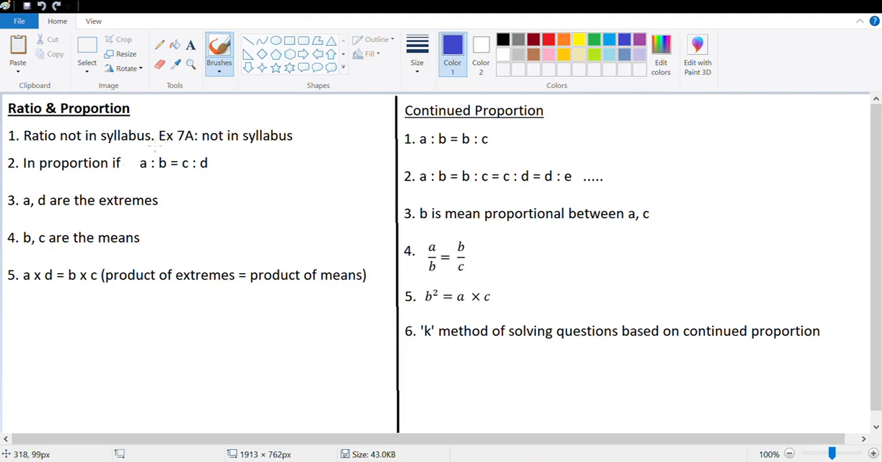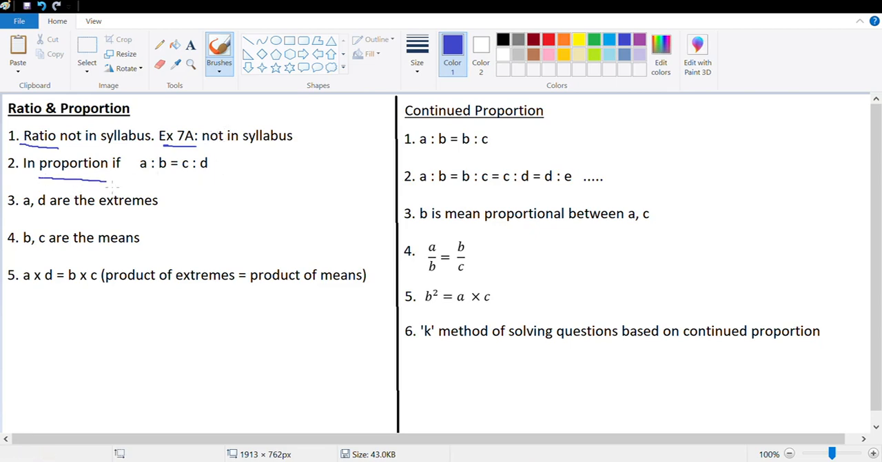A ratio is not in your syllabus in class 10, which means exercise 7A of this book is not in your syllabus. So any question related to ratio, be it in 7B or C or D, which 7D is basically a revision exercise, is not in your syllabus. So you don't need to study it specifically for this year. Good. Now let's look at what does proportion mean.